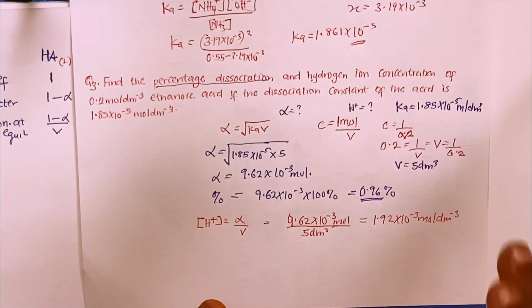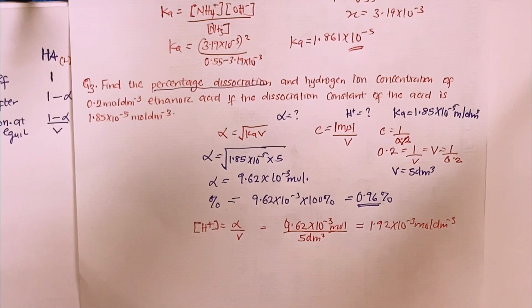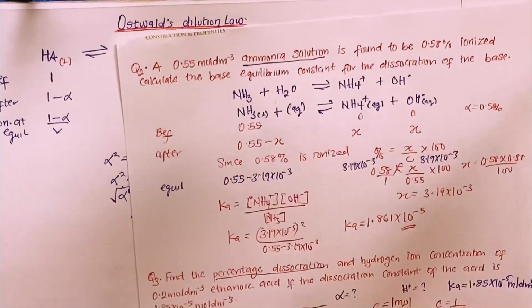So that's just it. You can feel free to drop more questions on this aspect. I'm going to solve a lot of questions for you, and you will have a better understanding of it. That's everything under Ostwald dilution law. Just know that Ostwald dilution law is the application of the law of mass action on weak electrolyte solutions, and it is mainly applicable to weak electrolytes.